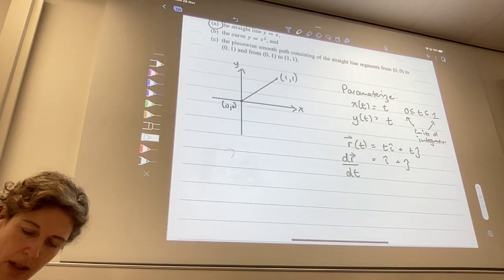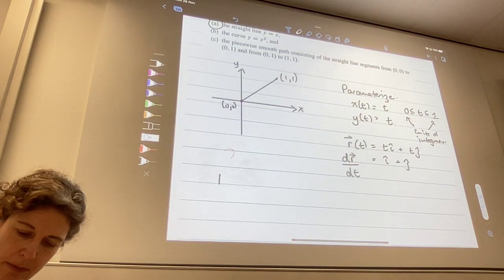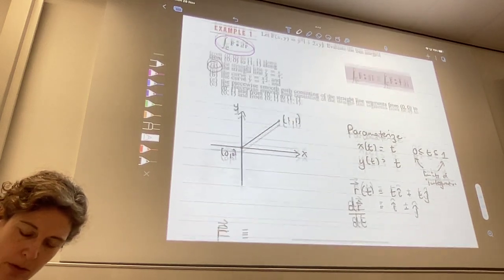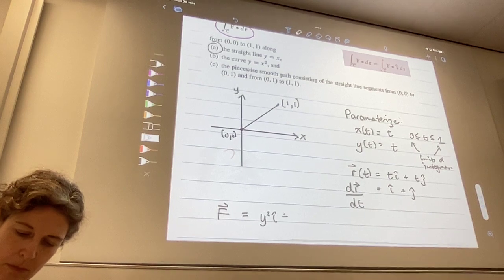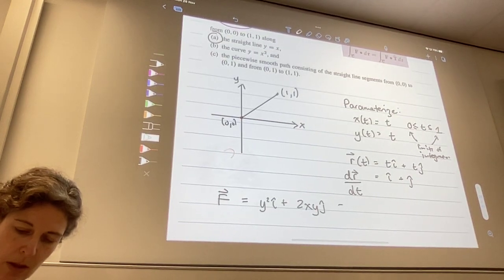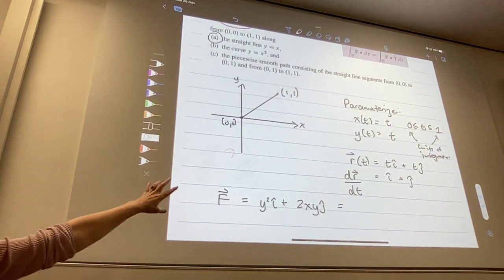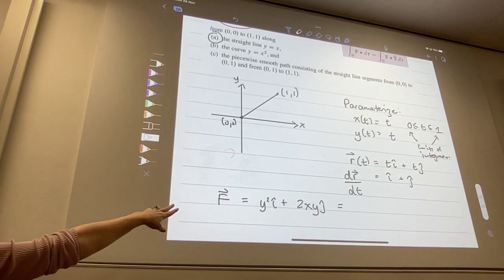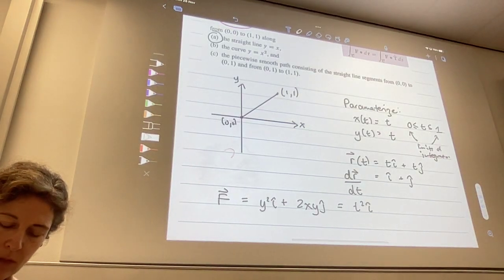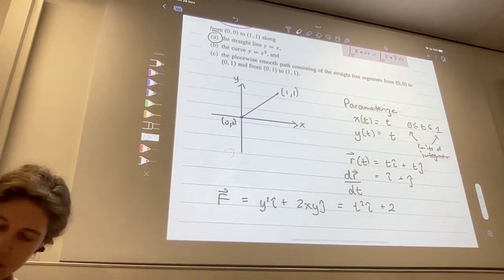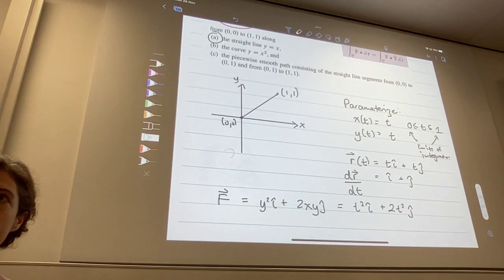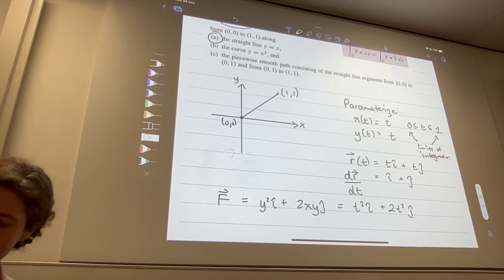And I just want to get my f, which is equal to... okay, so I want to transform my f. I also want it to be in terms of my parameter t. I've got a y squared, so that's going to be a t squared. And a 2xy, so that's a 2t squared in the j hat. Okay.